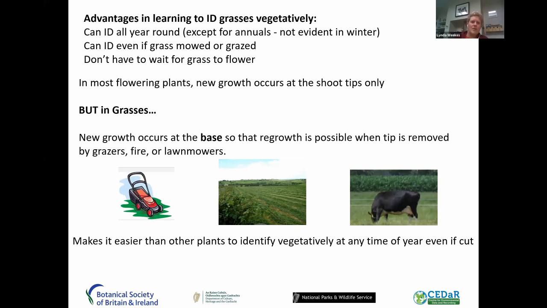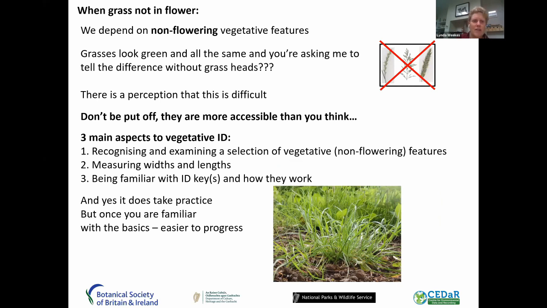So what about a grass when it's not in flower? We depend on their non-flowering vegetative features. And I can hear some of you saying, well, grasses look green and all the same, and you're asking me to tell the difference without the grass heads. It's bad enough with the grass heads. Now you're telling me there are no flowering parts, and you're expecting me to identify them. There is a perception that it's quite difficult, but it's more accessible than you think. So don't be put off.